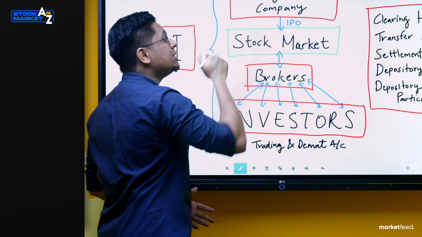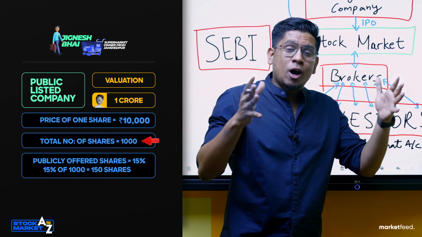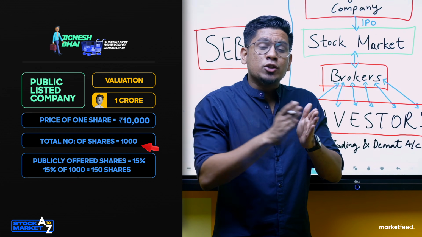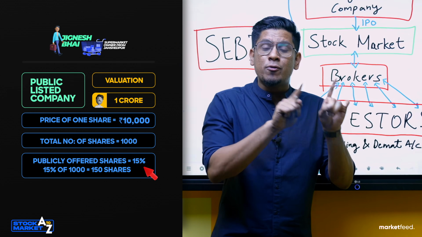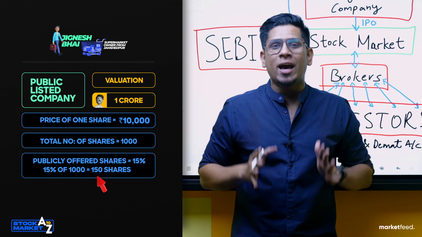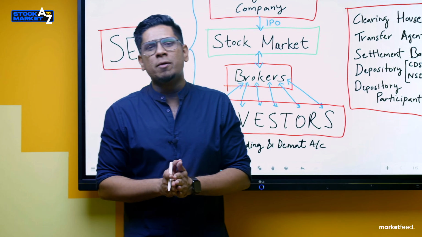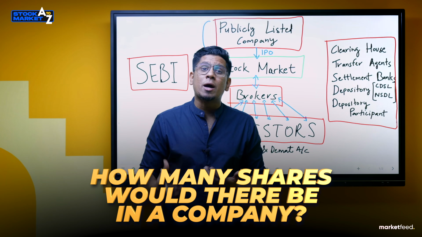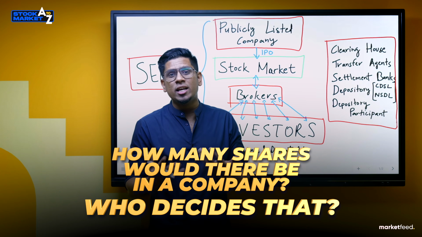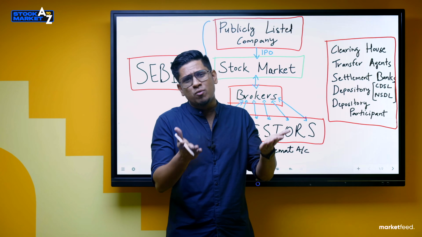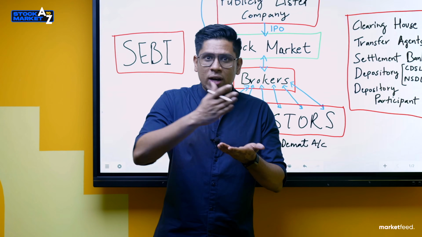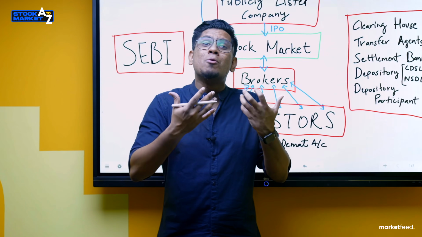So when Jignesh Bhai did his IPO, if you remember, he had a total of 1,000 shares in the company, out of which he decided to offer 15% of the total shares to the public, which means that 15% of 1,000 shares, 150 shares, are being offered to the public via the IPO. Now, you might have a legit question here. Hey, Sharique, how many shares would there be in a company? Who decides that? Very interesting question. So when a new private limited company is registered in India today, normally we see the total number of shares is somewhere between 1,000 to 10,000. But that's again something the founders can decide. And when a company grows and moves ahead, it can issue more shares as well.